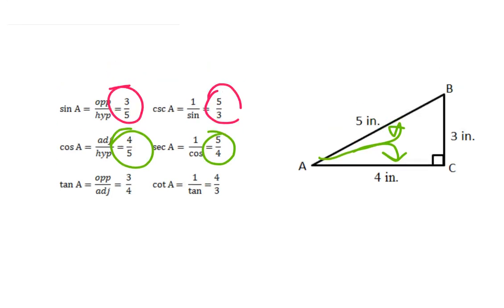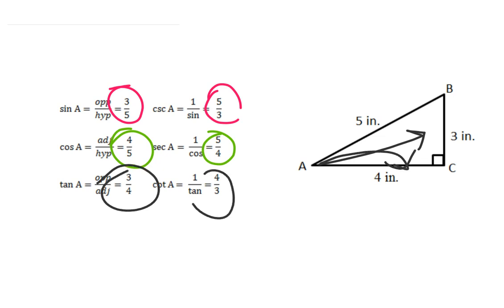which leaves me my tangent and my cotangent. My tangent is my opposite over adjacent, which is 3 over 4. Cotangent is just going to be that flipped relationship. So essentially it's the relationships that we've been working with and we've been using, except now it's just going to be their reciprocals.